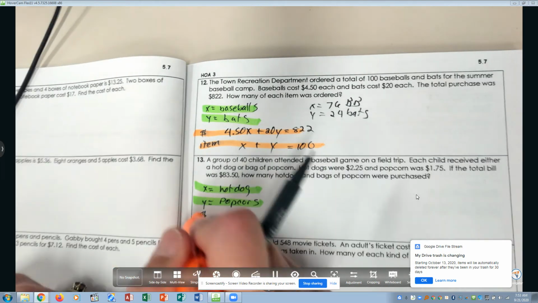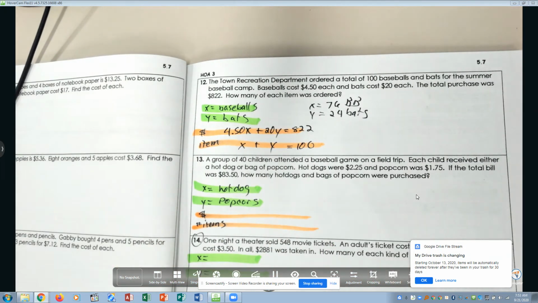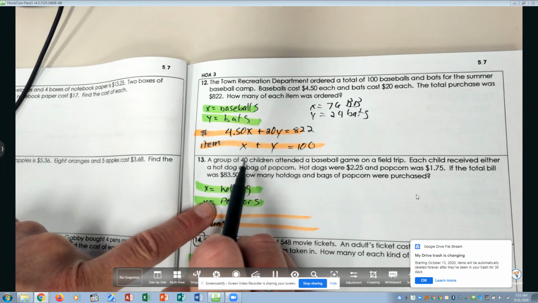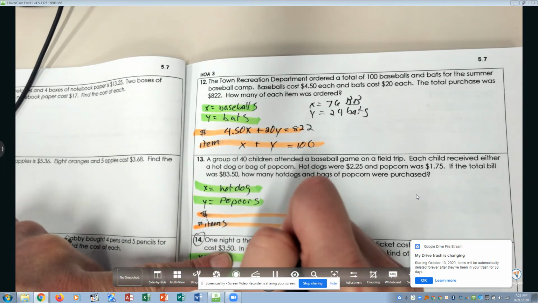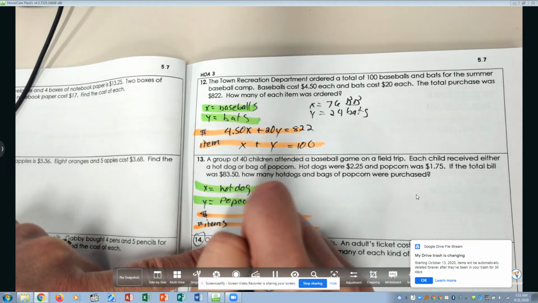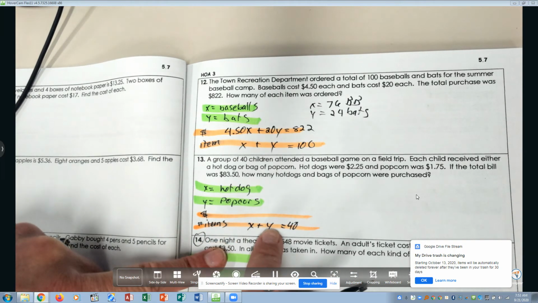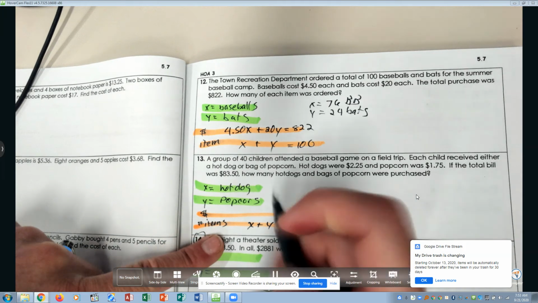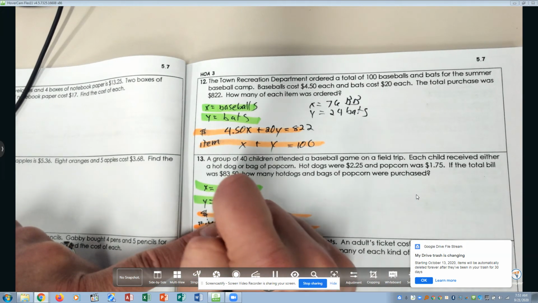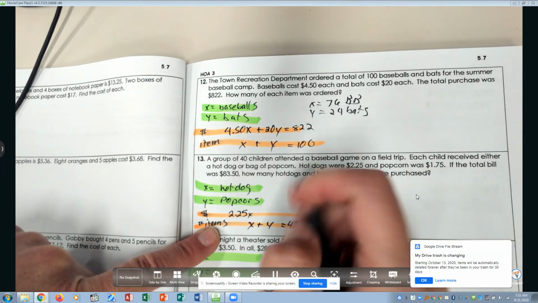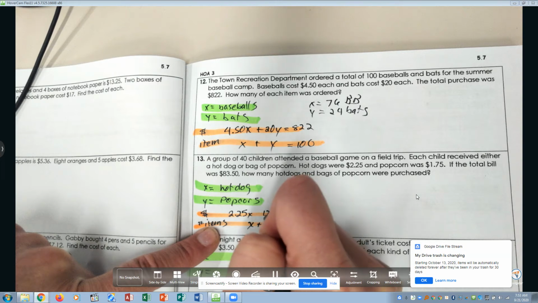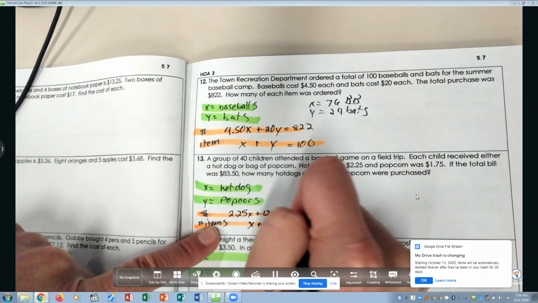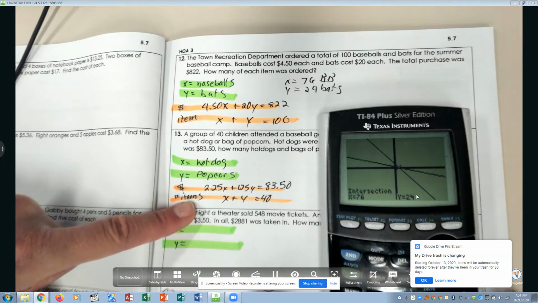All right. So I know items, 40 children attended, so they bought so many hot dogs, so many popcorn. So this will be my items equation. Some hot dogs, some popcorn, but together they purchased 40. And then money equation, $2.25 per hot dog, $1.75 per popcorn, and together they purchased $83.50. That's the hard part.